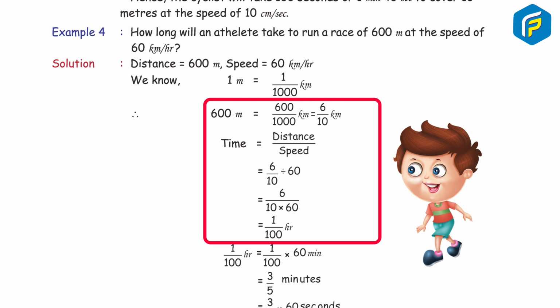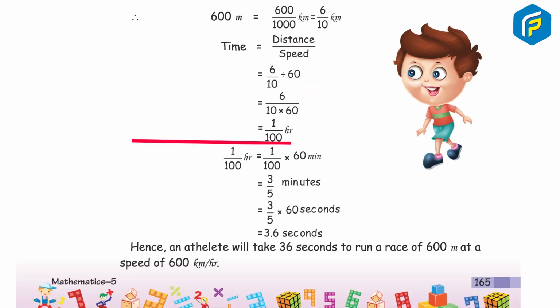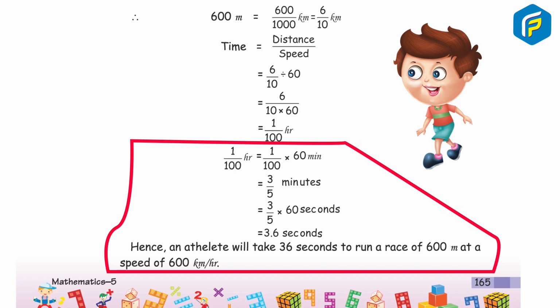Time is equal to distance upon speed, which is equal to 6 upon 10 divided by 60. 6 upon 10 into 60 is equal to 1 upon 100 hours. 1 upon 100 hour is equal to 1 upon 100 into 60 minutes, which is equal to 3 upon 5 minutes. 3 upon 5 into 60 seconds is equal to 36 seconds. Hence, an athlete will take 36 seconds to run a race of 600 meter at a speed of 60 km per hour.